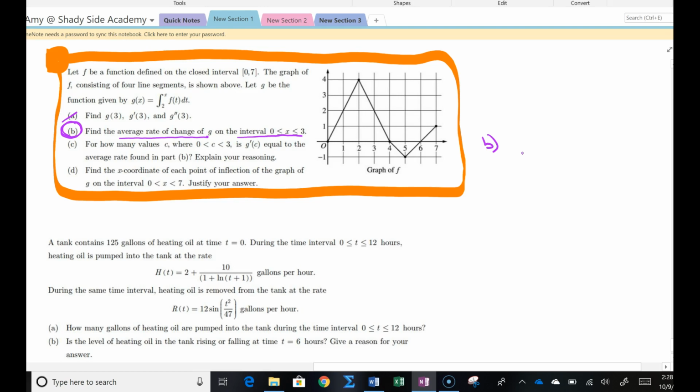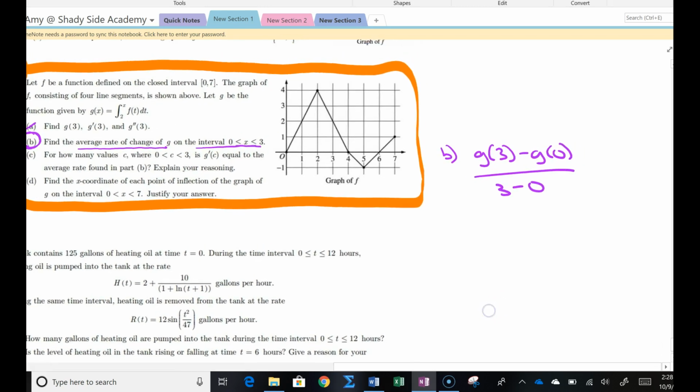The average rate of change of G is going to be the slope of the line secant to the G function, which is not graphed, mind you. It is G of 3 minus G of 0, all over 3 minus 0. At this point, you have to figure out what G of 3 and G of 0 are. G of 3 was answered right here in part A. G of 3 was this net signed area, and it would be a positive number, mind you.